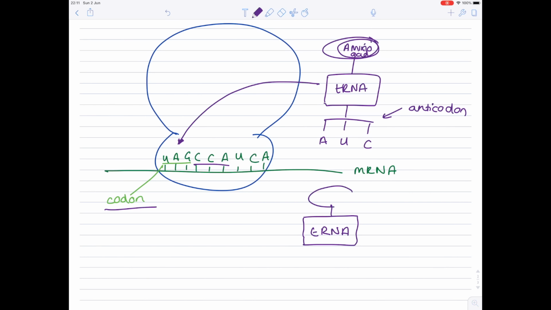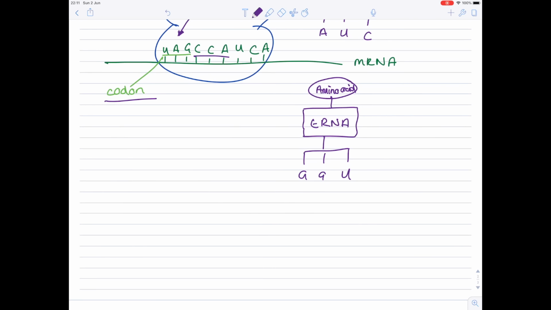And this would have a different amino acid attached. And so the anticodon this time would need to read G, G, U. So in this case, the second amino acid would be different to the first. And as you can see, we'd be building up a chain of amino acids which would join together with peptide bonds to become the protein.